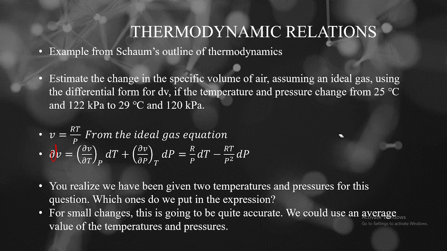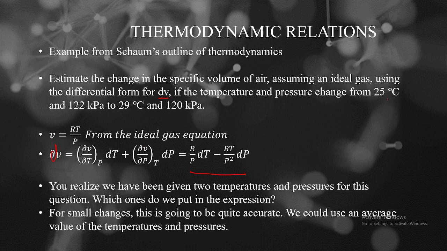So I can find my dv now. The question was asking us to find dv by putting in the values of r, t, and p into this, right? After I do my integrations, because I still have my dt and dp in there. Okay, so I can find my values. Now realize something: when we are dealing with small changes, this is going to be very accurate, right? So look at, they are changing from 122 kPa to 120 kPa. That's a small change. So this is very, very accurate to model that.